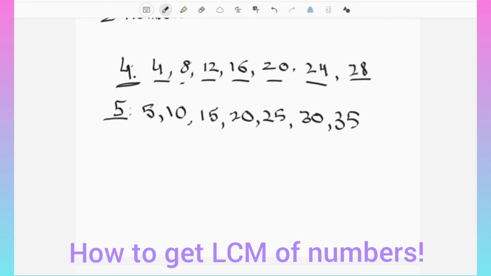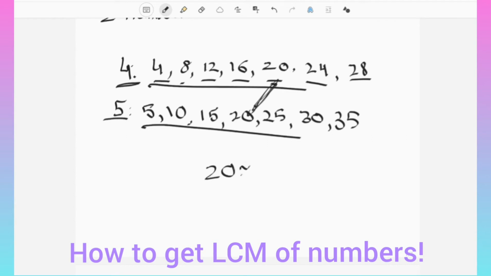Now first we have to find the LCM of this. LCM is basically the least common multiple. These are all multiples of 5 and 4, so we should find the least common multiple. Common is basically the first thing that is the same in both. The first thing that's the same is 20 and 20. So 20 is the LCM of 4 and 5.